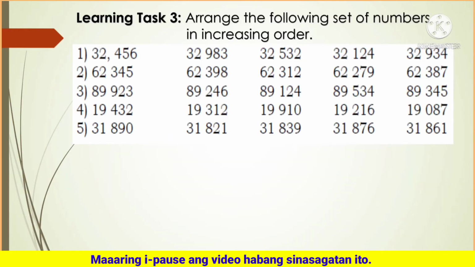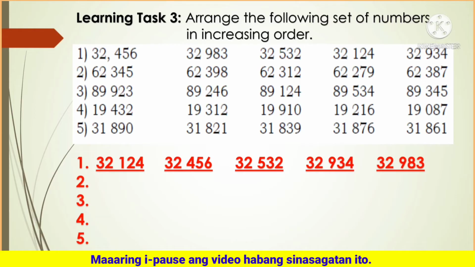Learning task 3. Arrange the following sets of numbers in increasing order. So, iayos naman ang mga sumusunod na bilang mula sa pinakamaliit hanggang sa pinakamalaki. So, sinagutan ko na rin ang number 1. So, ang gawin mo lang ay ang mga kasunod na bilang. Okay?